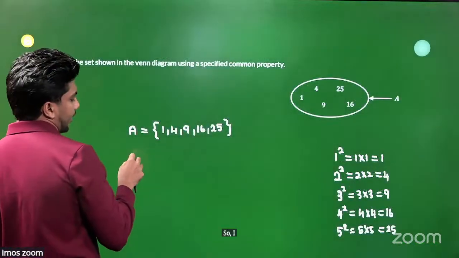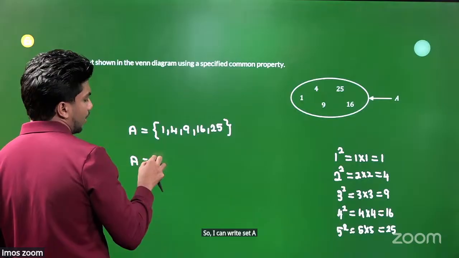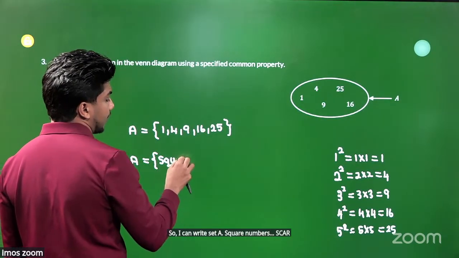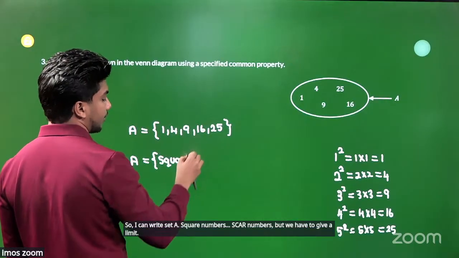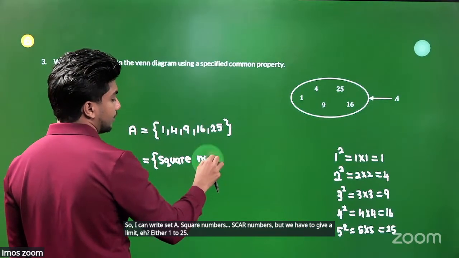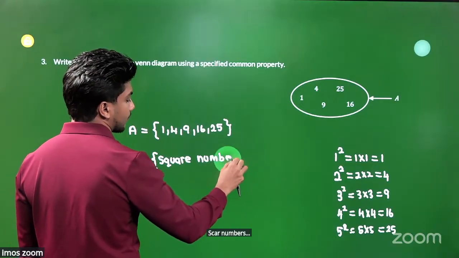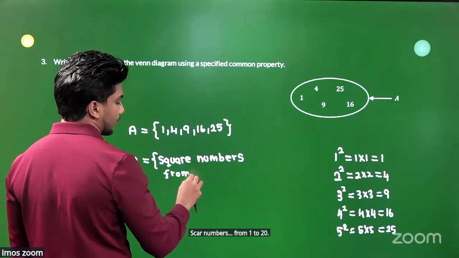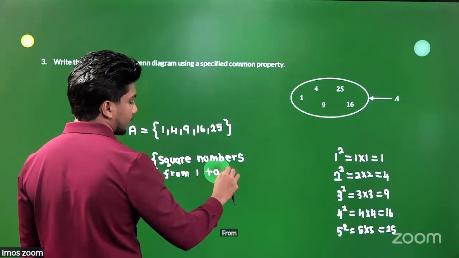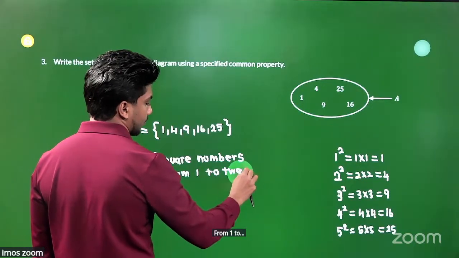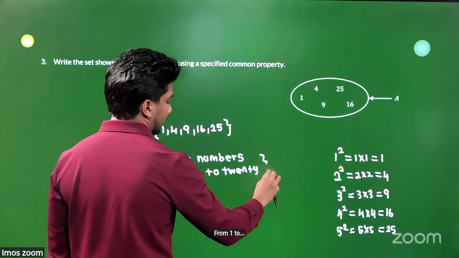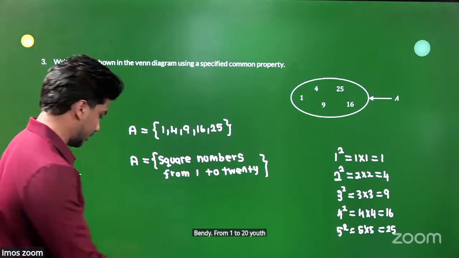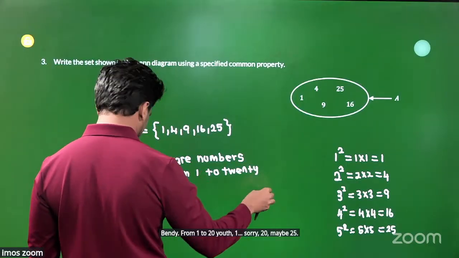So I can write set A as square numbers, but we have to give a limit. 1 to 25. Square numbers from 1 to 20, from 1 to 25.